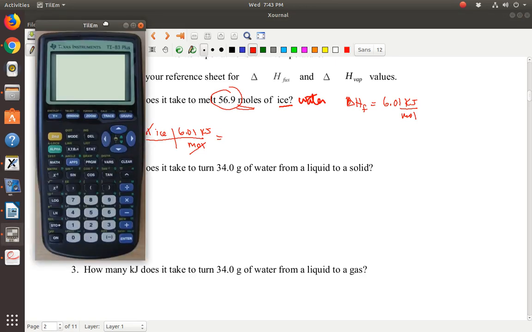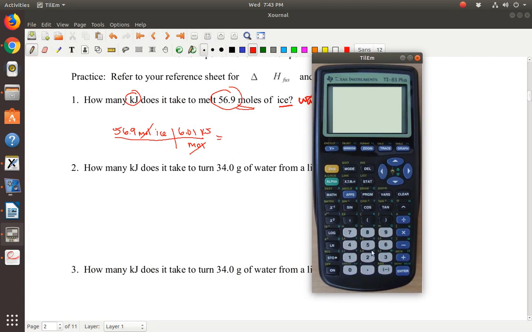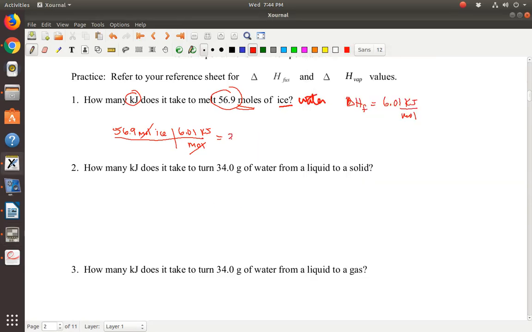I'm going to pull this up. So 56.9 times 6.01, that's 341.96. So 341.96, and I look at sig figs, 342 kilojoules. It takes 342 kilojoules of energy to melt 56.9 moles of ice. And we got that by using this molar heat of fusion, the delta H of fusion from the reference chart. It says fusion there, but the F stands for fusion.